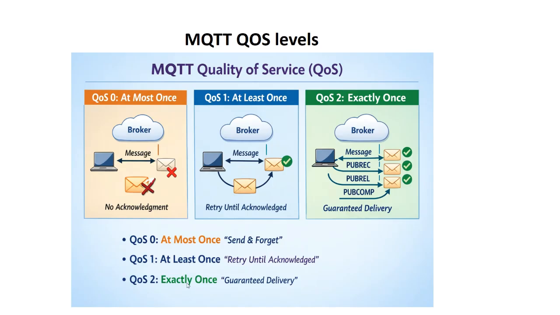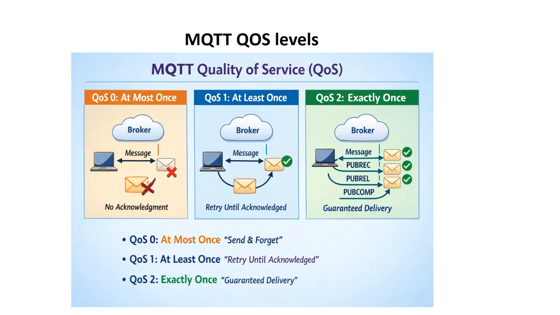Okay, so this means transmit exactly once, which is the most guaranteed form of transmission. However, it is the slowest. Okay, it is the slowest.